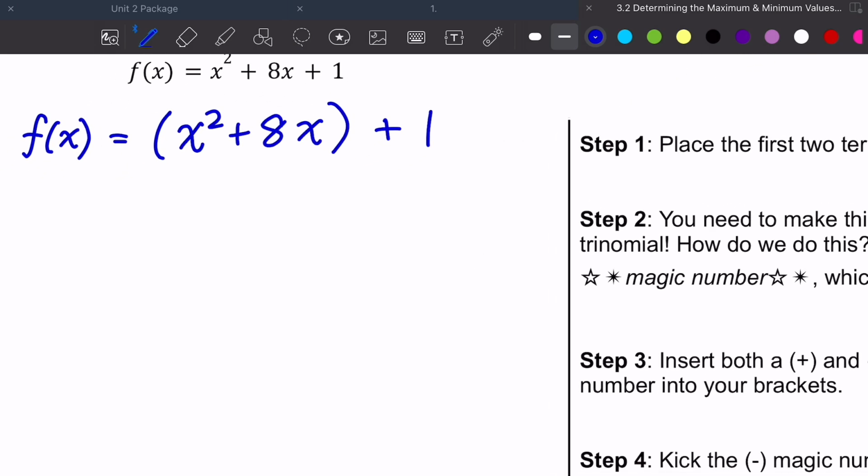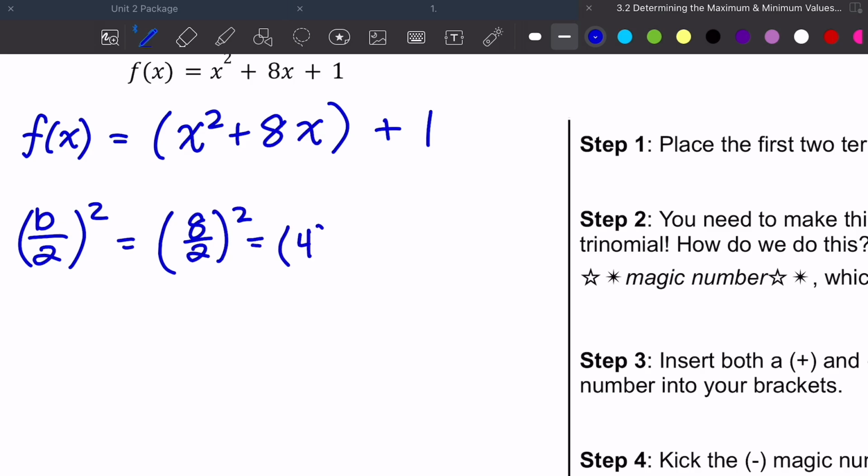Step 2, I need to make this bracket a perfect square trinomial. That's the goal. How do I make it a perfect square trinomial? I need to find the magic number, which is just b over 2 squared. That's how you find it. My b value is 8, so we do 8 over 2 squared. 8 over 2 is just 4, and like Ali said, 4 squared is 16. That is my magic number.